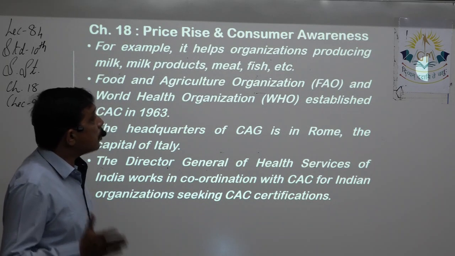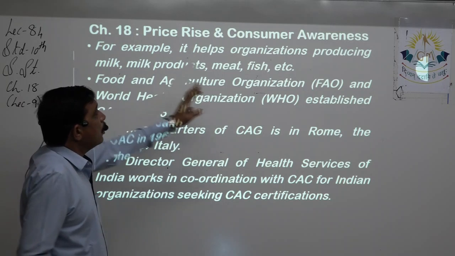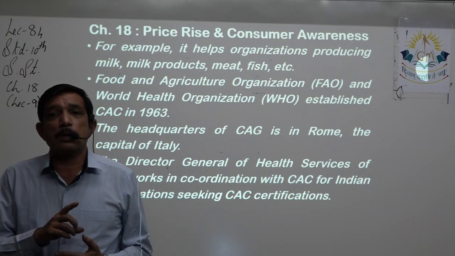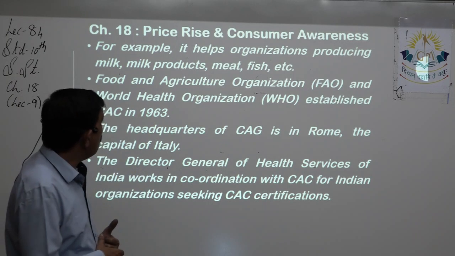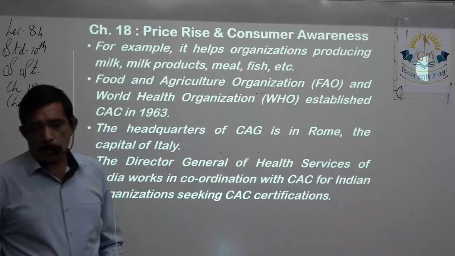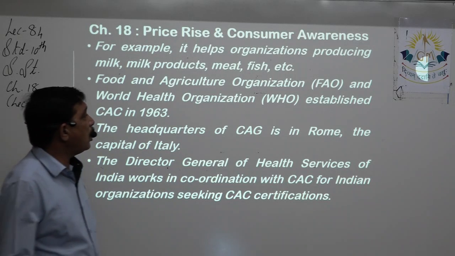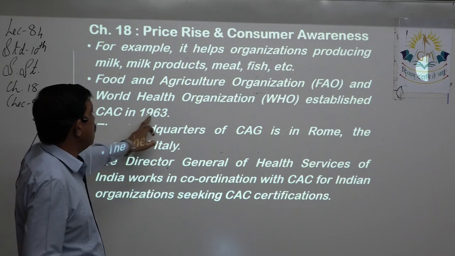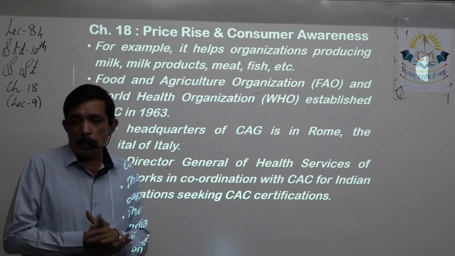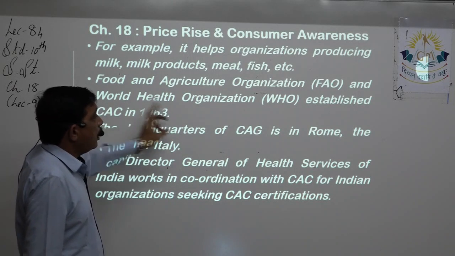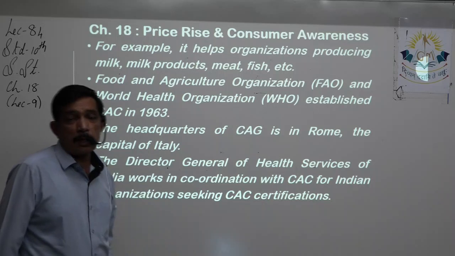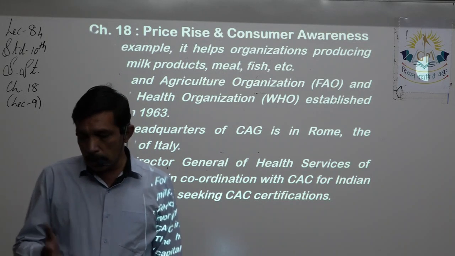For example, it helps organizations producing milk, milk products, meat, fish, etc. Many of them come in lots of varieties in tin products, etc. So all these should meet the standards. FAO, Food and Agricultural Organization, and World Health Organization, FAO and WHO, established CAC in 1963. Who established it? FAO, Food and Agricultural Organization, with the help of the World Health Organization, established CAC in 1963 with headquarters in Rome. That is, the country is Italy. Rome is the capital of Italy.